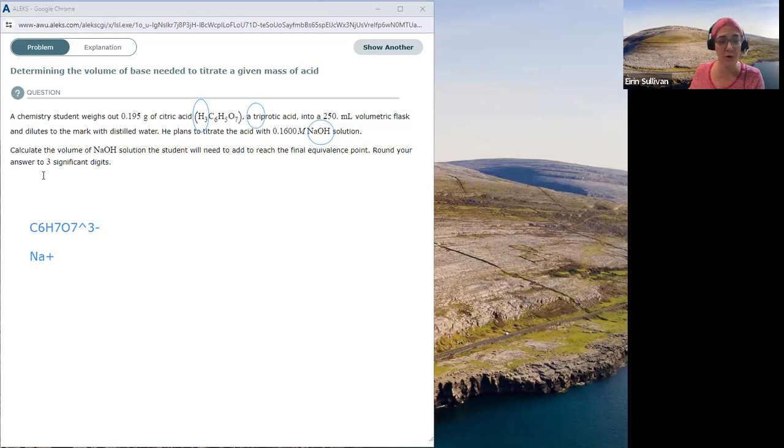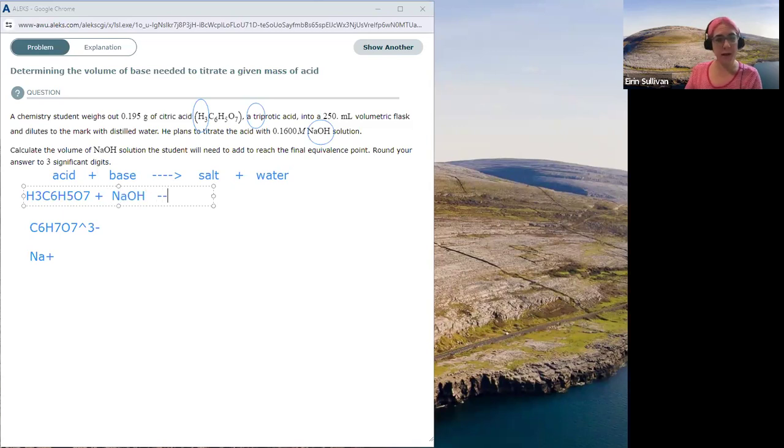Okay, so we can write our equation according to the format: acid plus base gives salt, which we know is going to be sodium citrate, plus water. Okay, so do not attempt anything without a balanced chemical equation is the take-home message here. So H3C6H5O7 plus our base is sodium hydroxide.